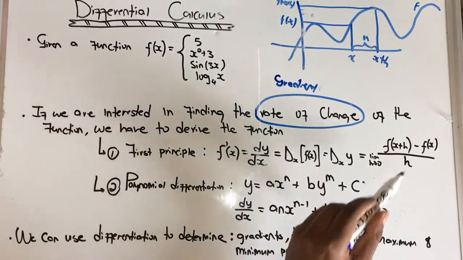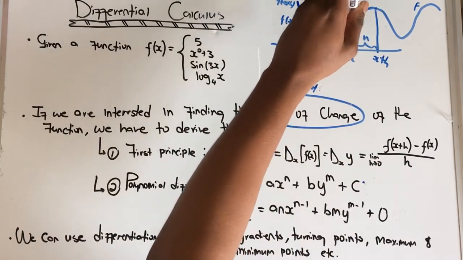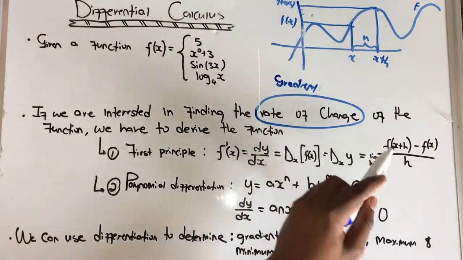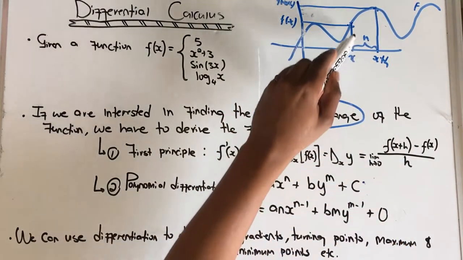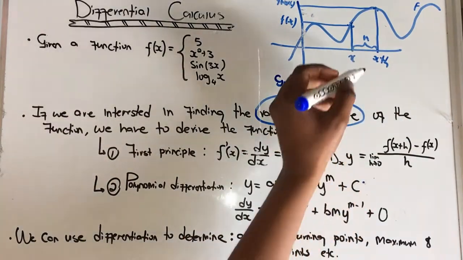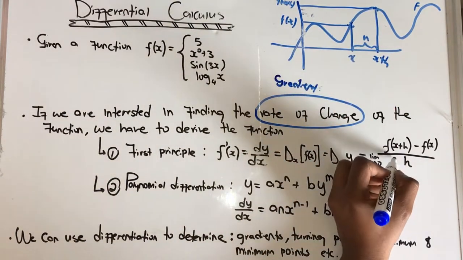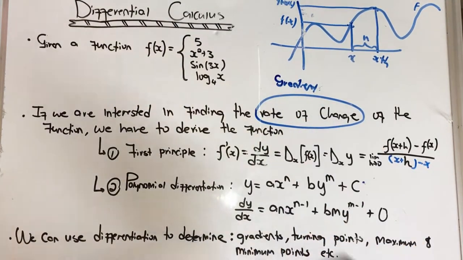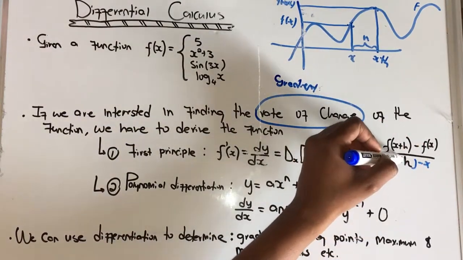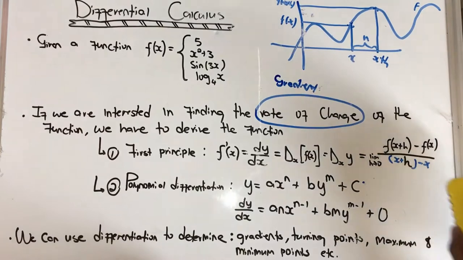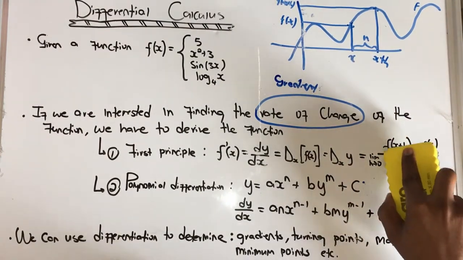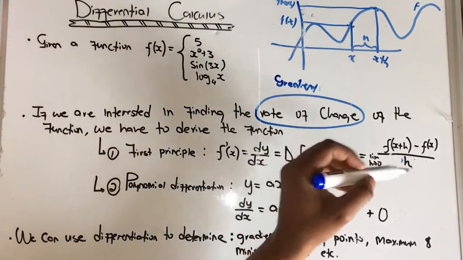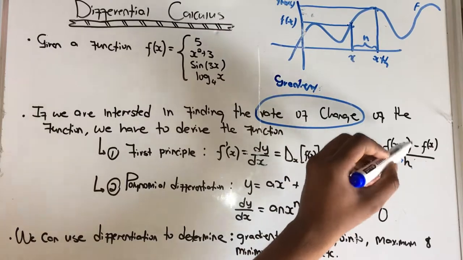So really, this is an average gradient, like the gradient of a straight line: y2 minus y1 over x2 minus x1. So f of x plus h minus f of x is y2 minus y1, over x plus h minus x, which is x2 minus x1. The x and x cancel and we are left with only h. Then we want h to be as small as possible, so that's why we introduce the limit as h approaches zero.